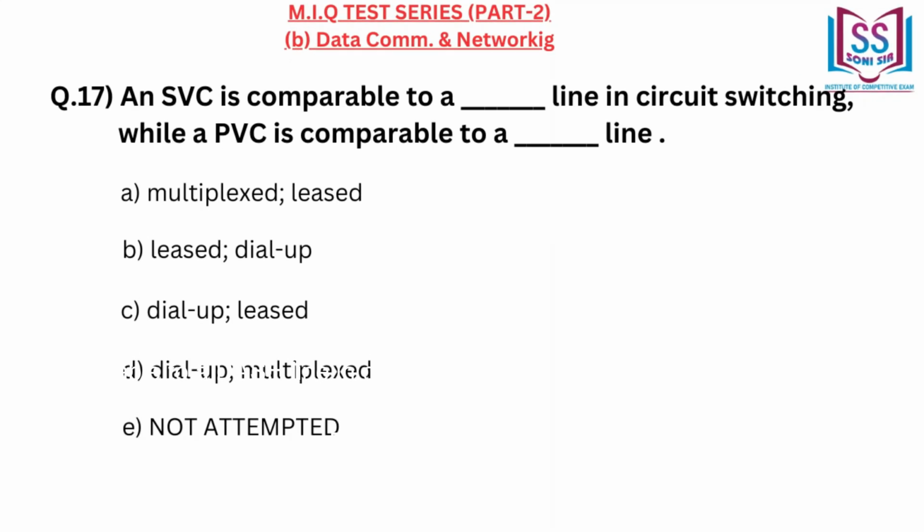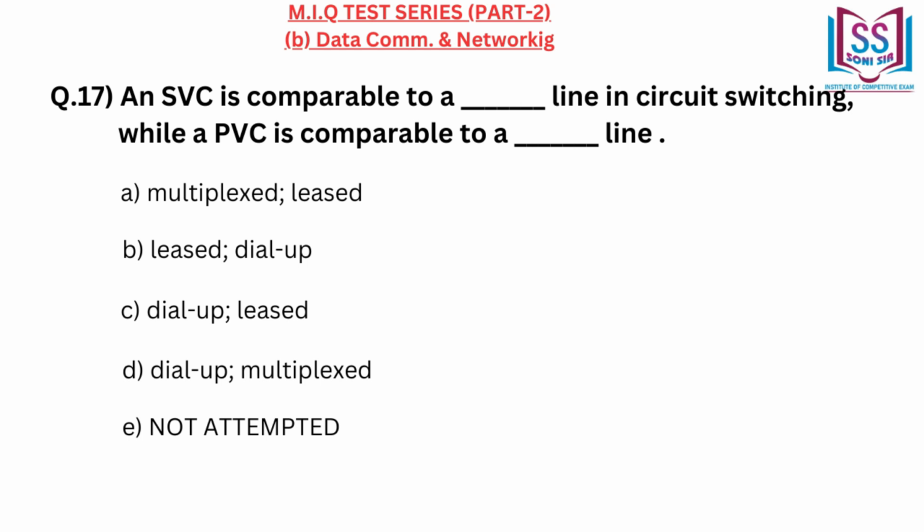An SVC is comparable to a ____ line in circuit switching, while a PVC is comparable to a ____ line. A. Multiplexed and leased. B. Leased and dial-up. C. Dial-up and leased.